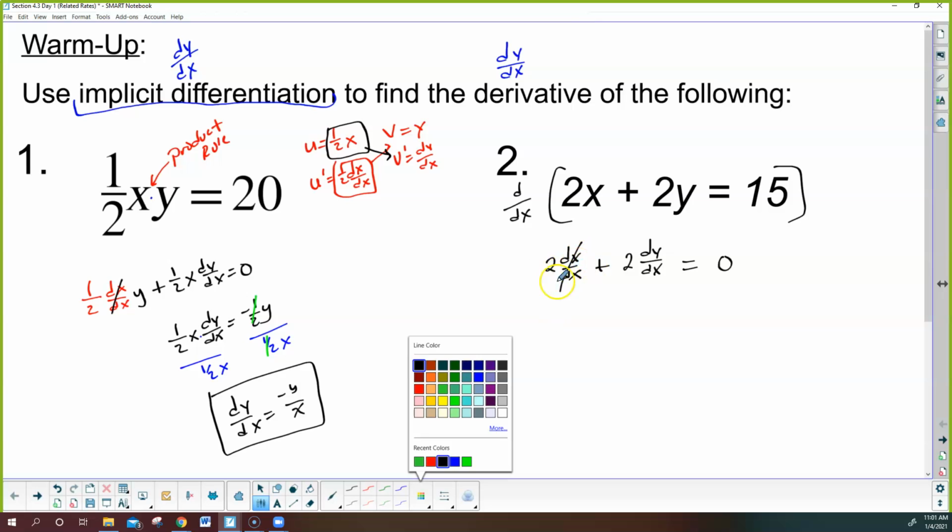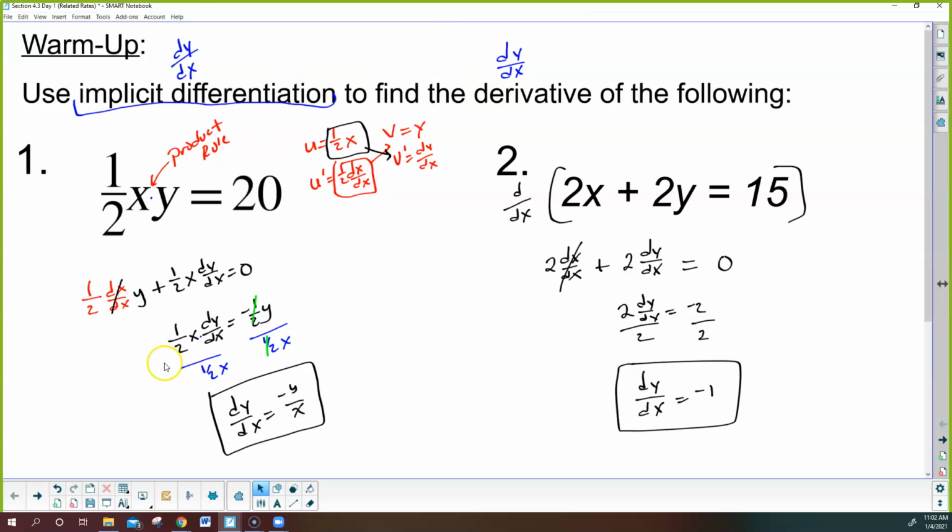And the dx/dx reduces out, so now I just have to solve for dy/dx. So I'm going to subtract 2. And then I'm going to divide by 2. And I end up with negative 1. All right, so just a quick little review of implicit differentiation.